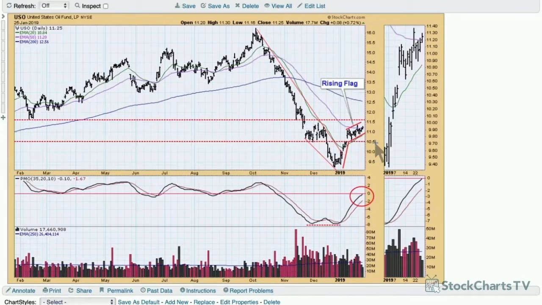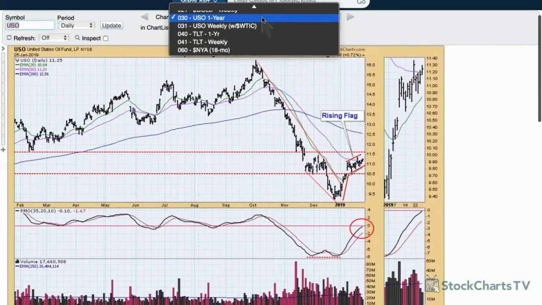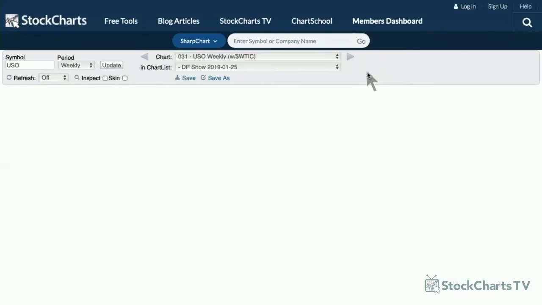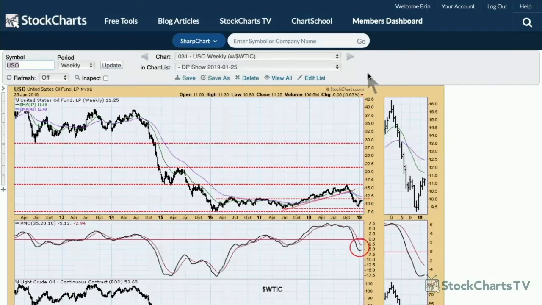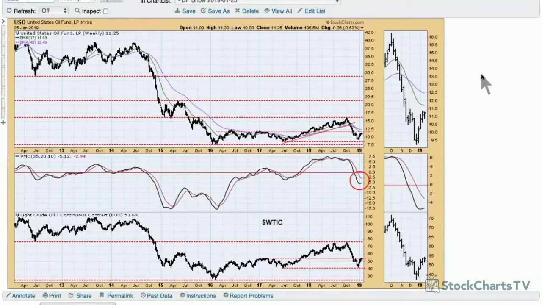And then at that point, if it does manage to start back up again, you'd have a nice reverse head and shoulders, and you could put a target around 14, something like that. Yeah, left shoulder, head. That would be good for oil. Those rising flags are a little bit tricky. They tend to not execute properly.